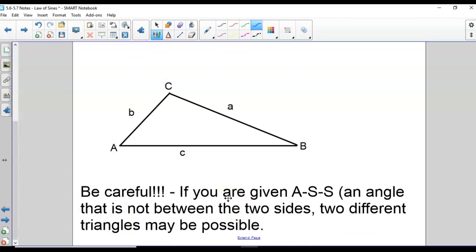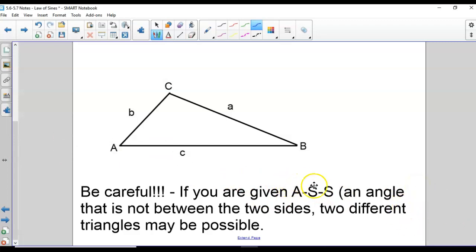Back in Math 2, whenever you were doing congruent triangles, you had a lot of theorems that could prove triangles were congruent. You had side, angle, side. You had angle, side, angle. You had side, side, side, and angle, angle, side. Which one do you remember was the one that could not prove triangles congruent? It was angle, side, side. ASS was not a theorem that we could use.